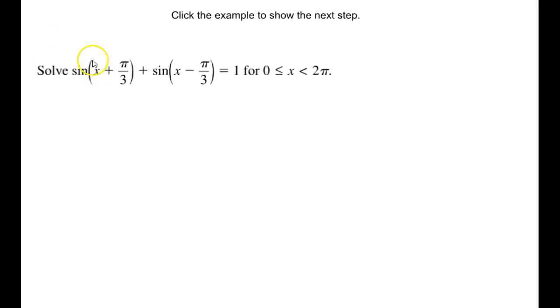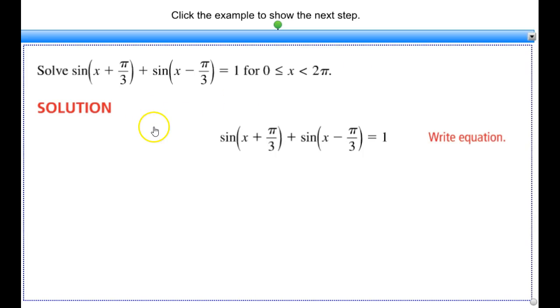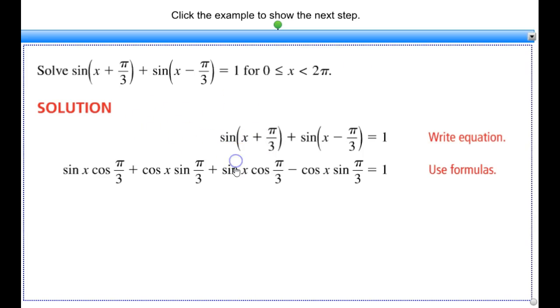Now I'm going to solve sine of x plus pi over 3 plus sine of x minus pi over 3 equals 1. I'm solving some of these trig identities, but I'm also told I'm looking from 0 to 2 pi, so only one revolution around my unit circle. The first thing I want to do is write the equation out. I see that I have the sum formula for sine and the difference formula for sine, so I go ahead and write those formulas out and use them.